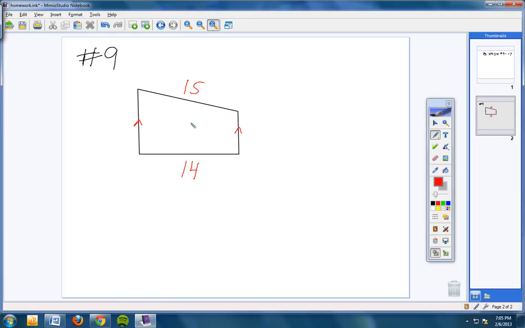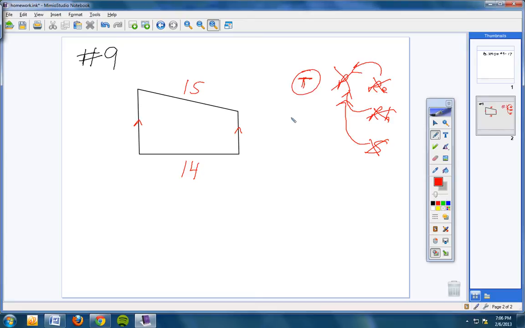Well, students, we know that it's not a parallelogram because in a parallelogram opposite sides are congruent. So if it's not a parallelogram, it can't be a rectangle, and it can't be a rhombus, and it can't be a square, because a rectangle is always a parallelogram, a rhombus is always a parallelogram, and a square is always a parallelogram. Now, it might not be a trapezoid, it might be nothing.